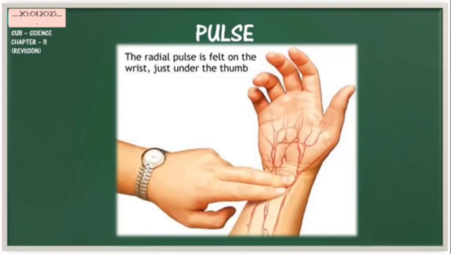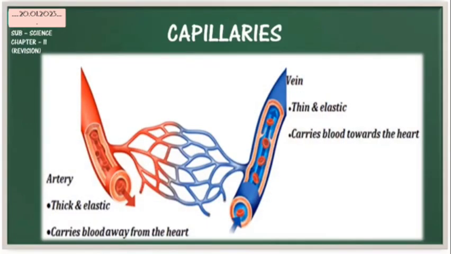Count the number of beats or pulse in 1 minute. The number of beats per minute is called the pulse rate. At the resting phase, a normal person has a pulse rate between 70 to 80 beats per minute. When you run for about 5 minutes and again measure the pulse rate, you will notice that the pulse rate per minute has increased after running.